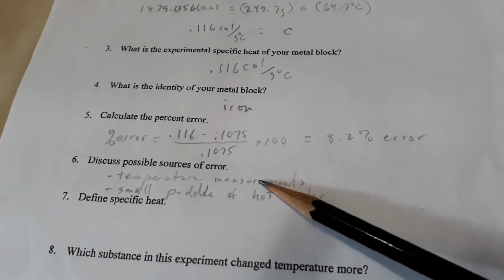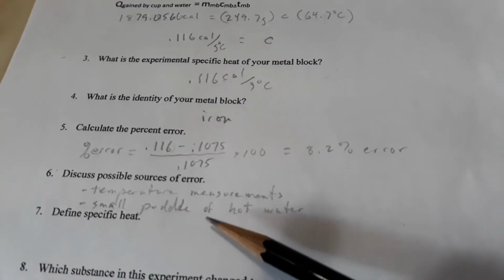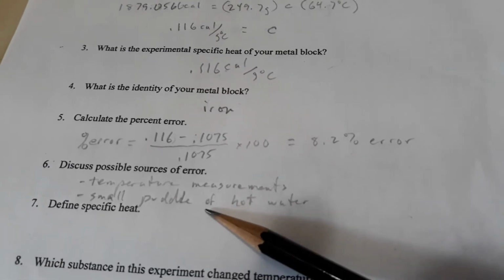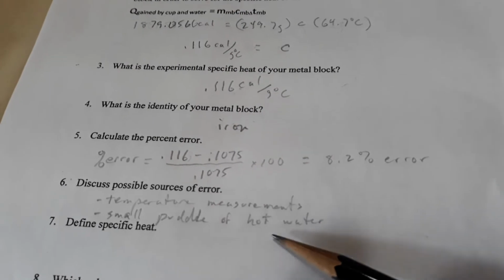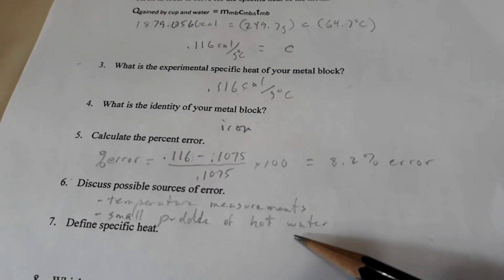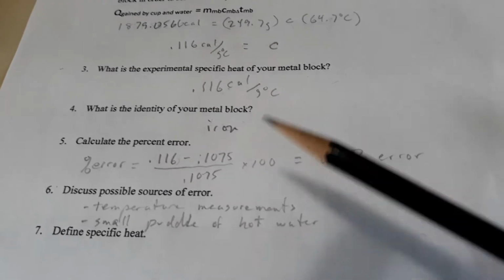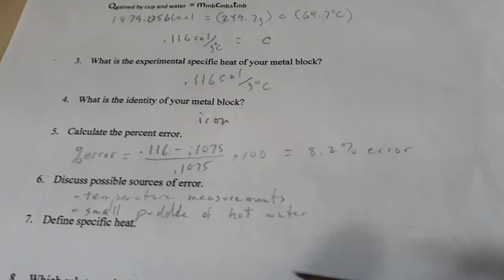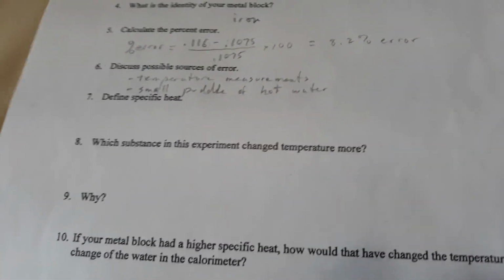Possible sources of error: temperature measurements, and then I noticed when I was transferring the metal block, there was a puddle of hot water. I tried to shake it off, but I didn't want the hot block to be in the cool air for too long. So I'm wondering if that hot puddle of water raised the specific heat of the metal by a significant amount. Now, you should be able to answer the rest of these questions and then submit it online.